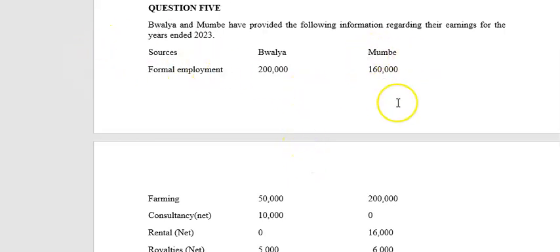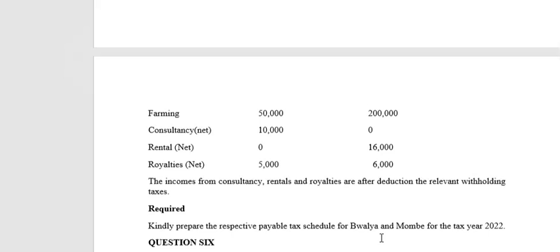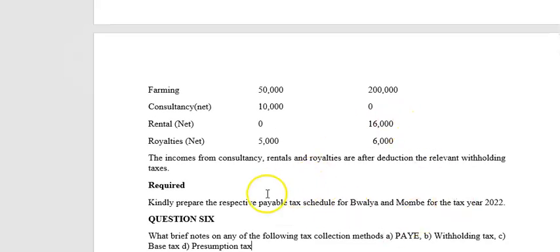Formal employment, Mumbe 160,000. Farming, Mumbe has got 200,000. Consultants net, Mumbe 0. Rental income, Mumbe 16,000. Royalties for Mumbe is 6,000. So the income from consultants, rentals, and royalties are after deduction of the relevant withholding taxes. We are told that these are after deduction of the WHT, withholding taxes.